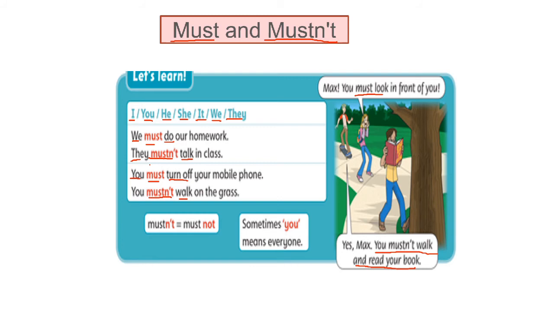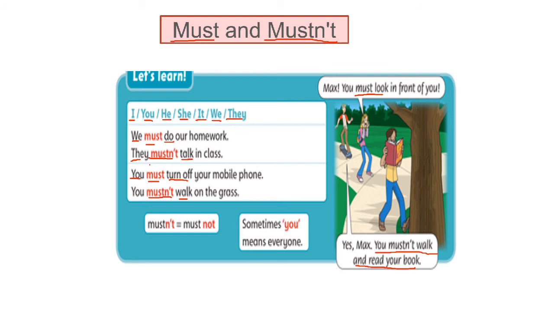The base verb, remember, the verb that you, no need to add any syllable in the end of the verb. Okay, we must do our homework. They mustn't talk in class. You must turn off your mobile phone. You mustn't walk on the grass.